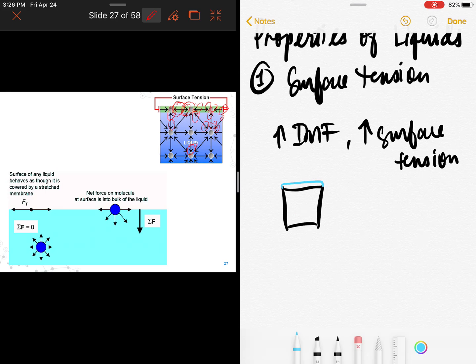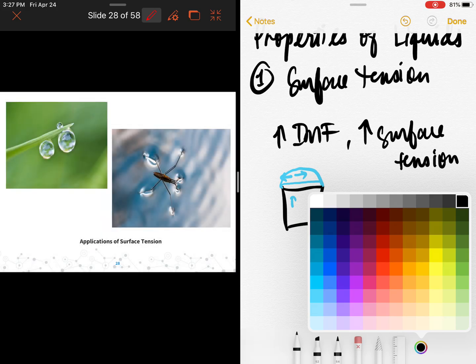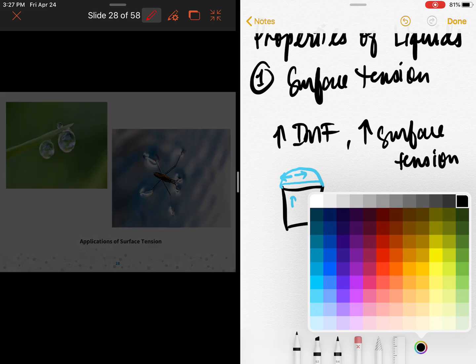This is because yung mga forces na nag-act upon dun sa water, yun nga, merong humihila from here to there, tapos may tumutulak pataas. Kaya nga, para siyang naka-concave, no? Ganyan yung itsura, para siyang nakapalobong ganyan. So, surface of any liquid behaves as though it is covered by a stretched membrane. Okay? So, these are examples of your surface tension.